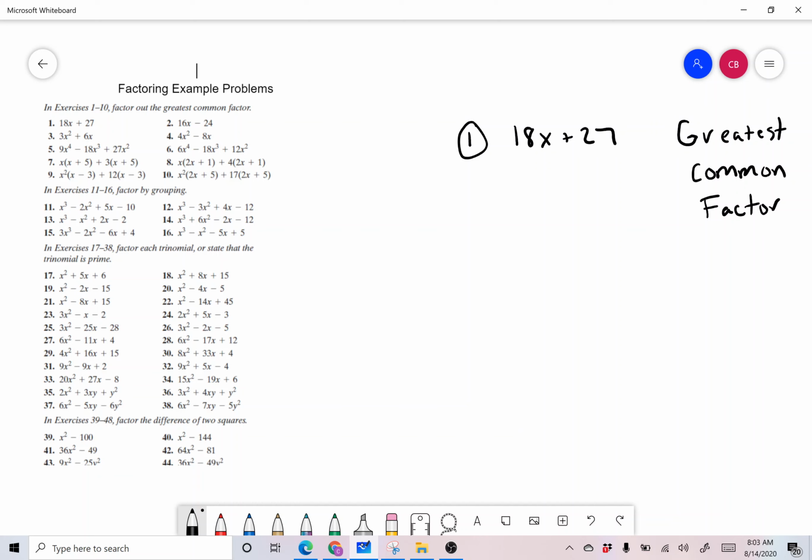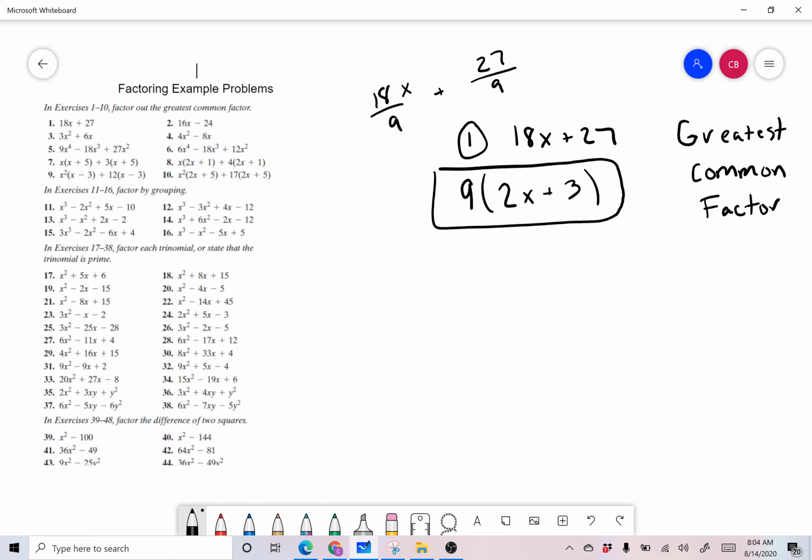And so what I mean is, we have 18 and 27. Well, 1 goes into both of those. 1 divides 18, 1 divides 27. 3 divides both of those. But 3 is not the greatest. And the reason it's not the greatest is because 9 is the greatest. So if we do 9, then we factor a 9 out, so we do 18x divided by 9, which gives us 2x. And then 27 divided by 9 is 3. And so this is the solution. This is the GCF. And then this is what multiplies back to the GCF to give us the original.